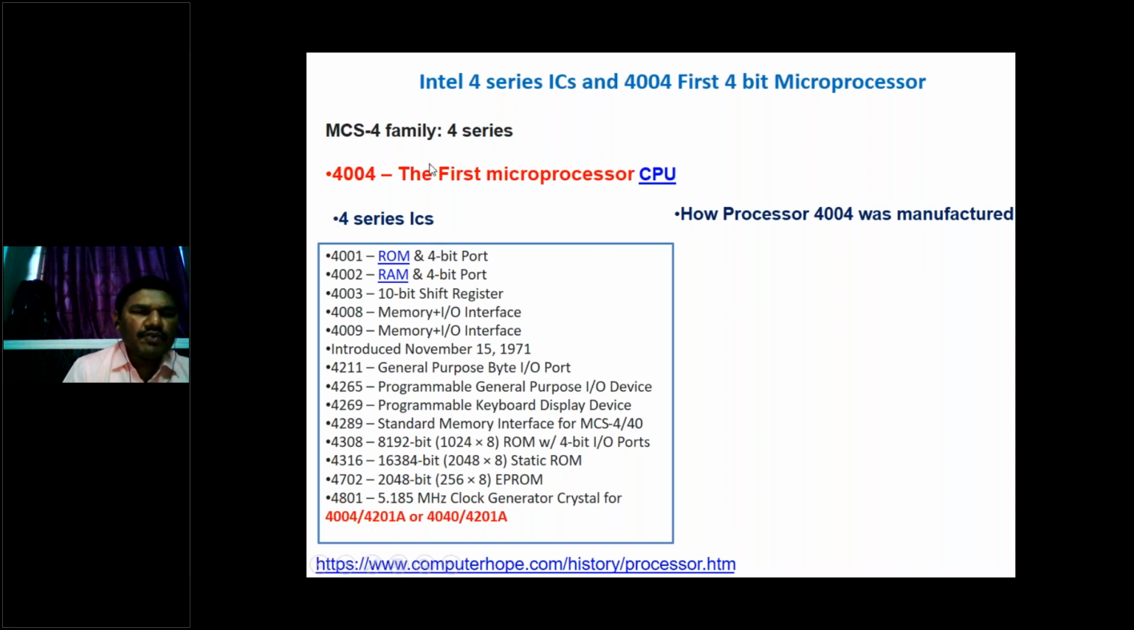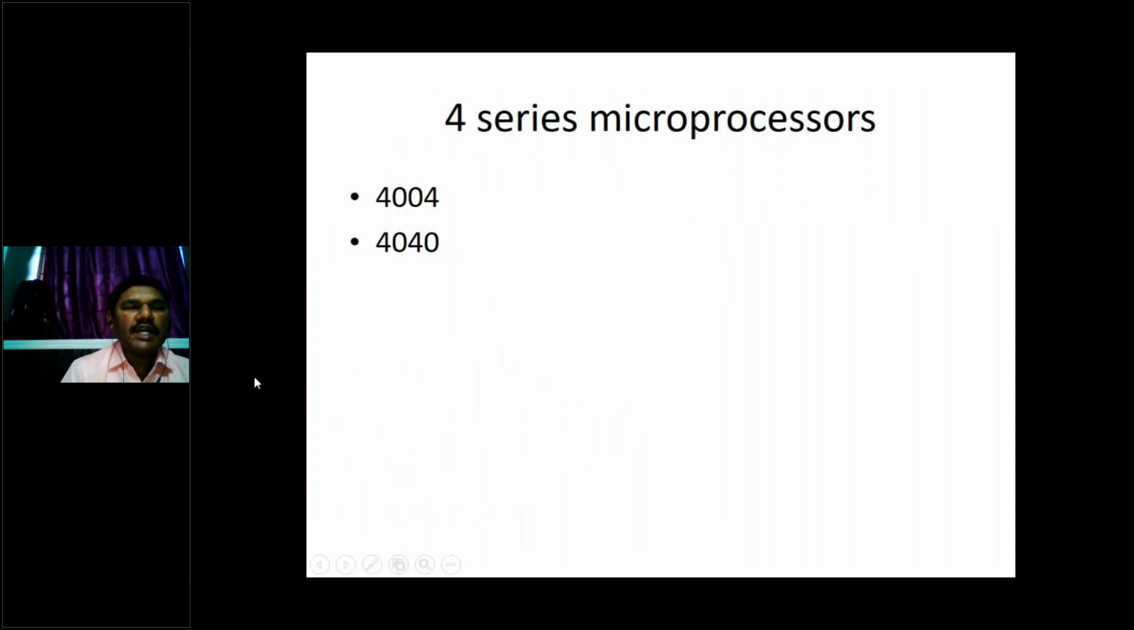In between these 4 series ICs, after the invention of RAM and ROM, they thought, why don't we design one circuit which can perform arithmetic and logical functions? That is what we call the 4004 microprocessor, which can perform arithmetic and logical operations based on the control unit and register set. Later on, they invented one more 4 series microprocessor. About this we will see later.